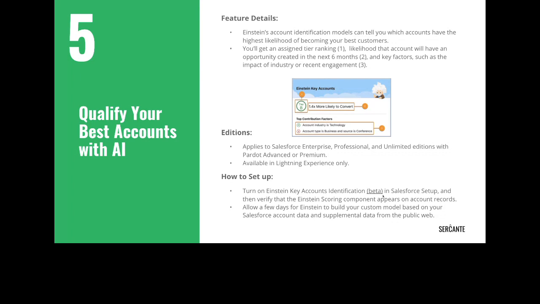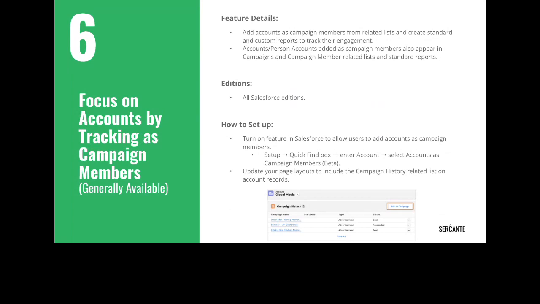All right, feature number 6, again focusing on accounts by tracking them as campaign members. A really neat feature in this release is that not only can we add leads and contacts, but now we can add whole accounts as campaign members. Add accounts as campaign members from related lists, standard and custom reports to track their engagement. This includes accounts and person accounts. They will also appear in a campaign as campaign members in those related lists that we also saw in our earlier slides. It is available within all Salesforce editions.